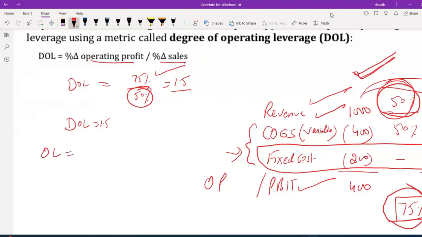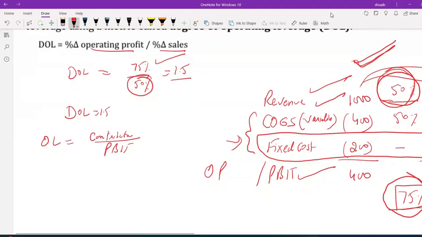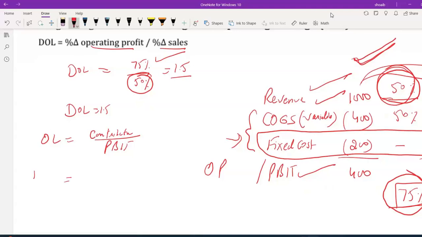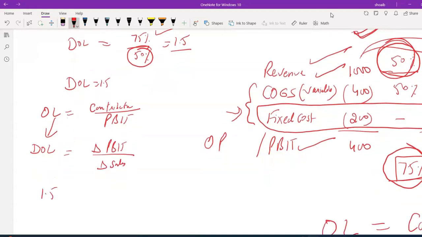So you need to remember two formulas. What is operating leverage? Contribution divided by PBIT. Then remember this formula. Degree of operating leverage. This is same. Change in profit. Which profit? PBIT. Divided by change in sales. If this is 1.5 and you know the sale is changing by 50%, so you can predict profit will change by 75%. The more you have fixed costs in your business, the more operating leverage you have.